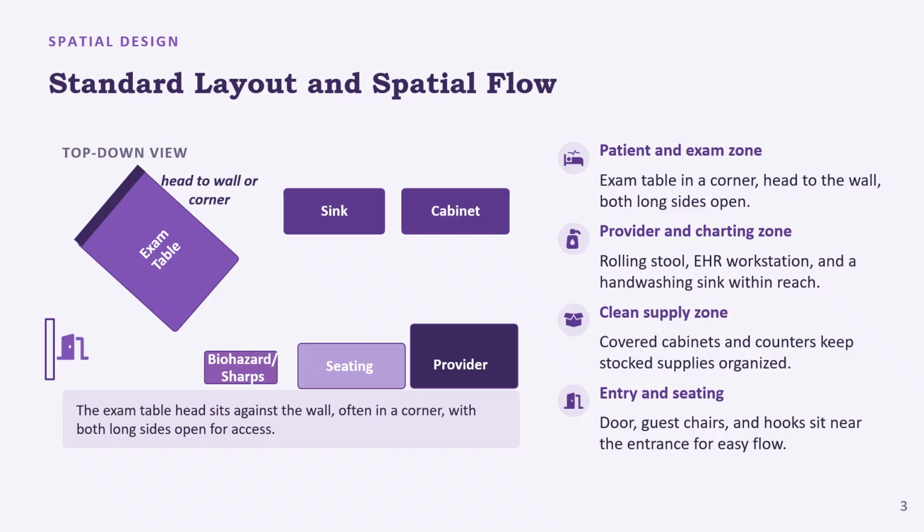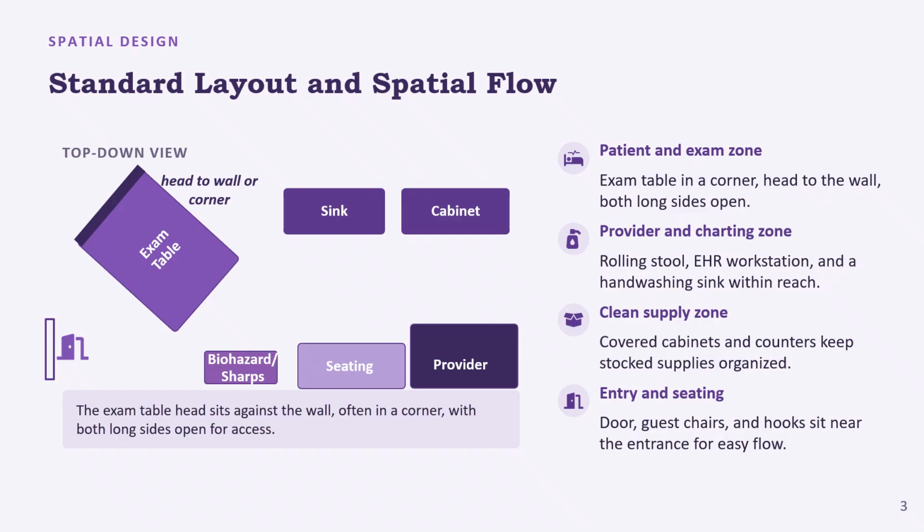Although no two offices are identical, most exam rooms follow the same basic logic that helps to picture the room as a set of zones. Look at this top down view. The patient and exam zone is the heart of the room. The exam table usually has its head against a wall and is often set into a corner, but pulled out far enough that the provider can still reach the patient from both long sides, and so the foot of the table has clear space, which matters for many exams.